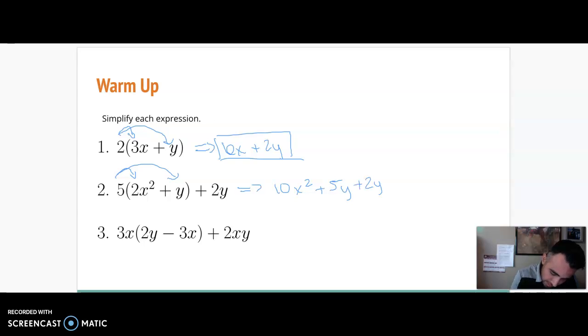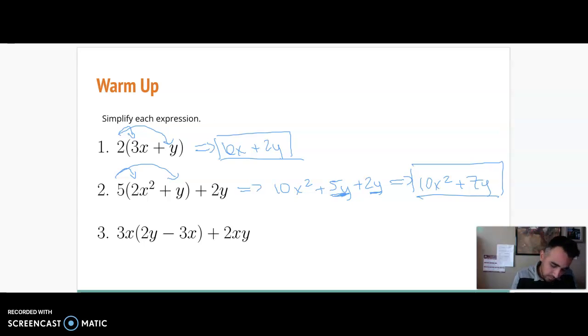Now notice we have like terms right here. So our final solution is going to look like 10x squared plus 7y, since 5 plus 2 is 7, and they both have y at the end, 5y plus 2y equals 7y. So that is our final answer.